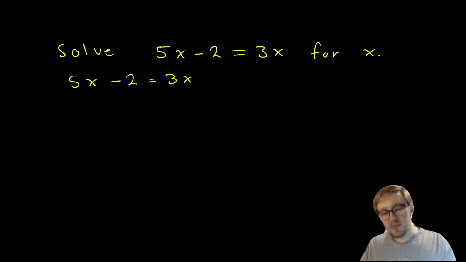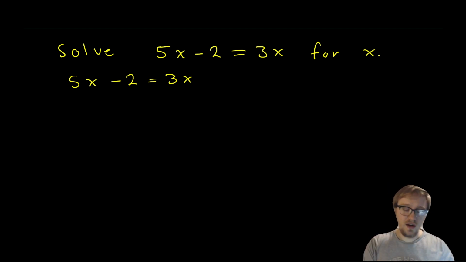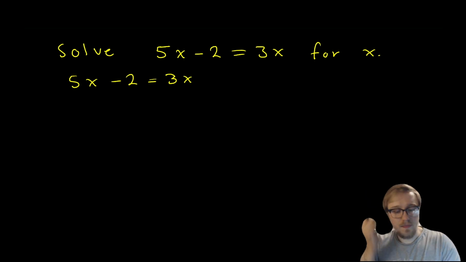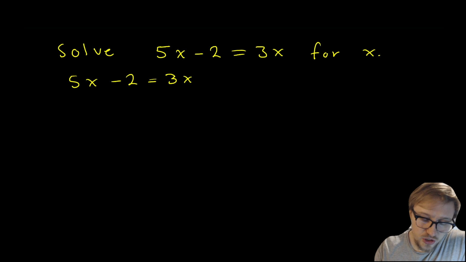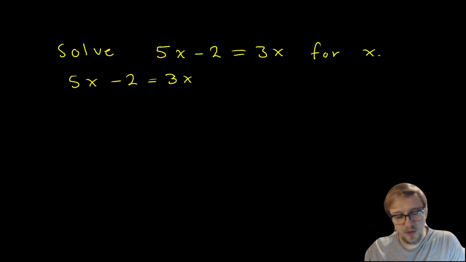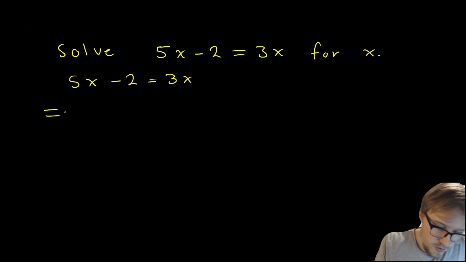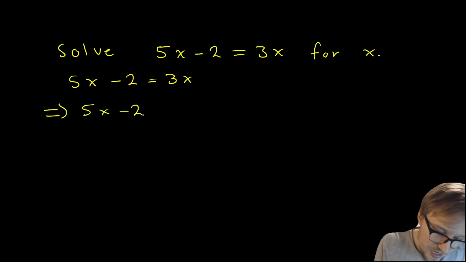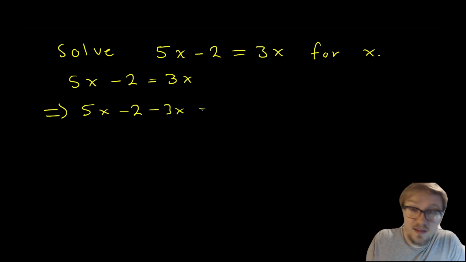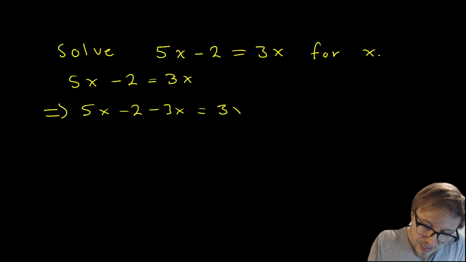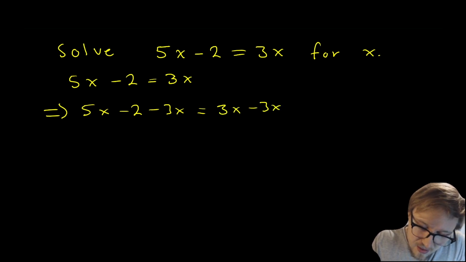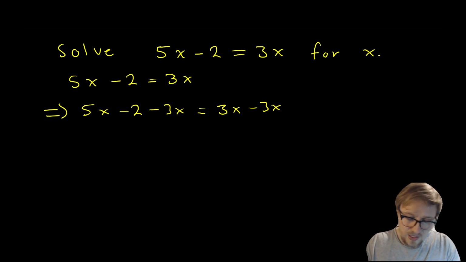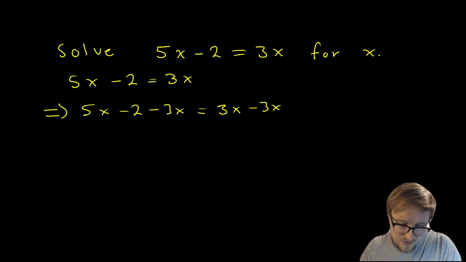Now we do the same procedure as before. We want to collect everything on one side of the equation, and then we isolate x from there. We start with subtracting 3x from both sides of the equation to get rid of everything on the right-hand side. So we still have the original 5x minus 2, and then we subtract 3x from both sides. And then on the right-hand side, we have 3x and then minus 3x. So here we've subtracted 3x from both sides.